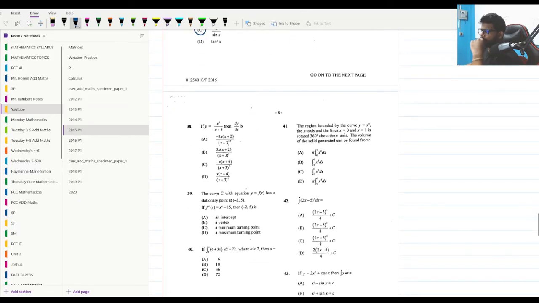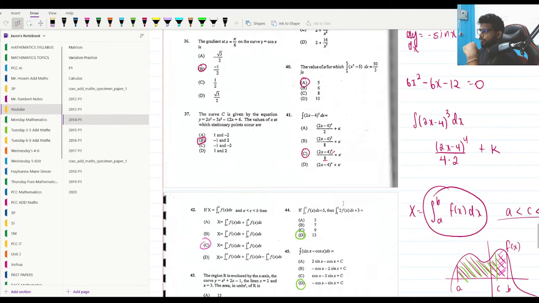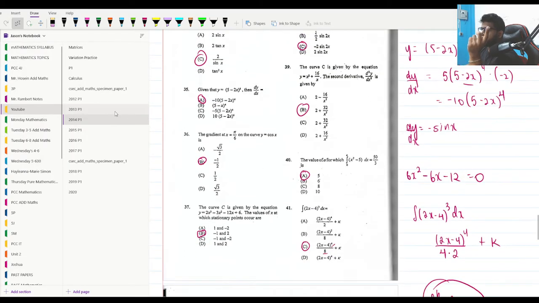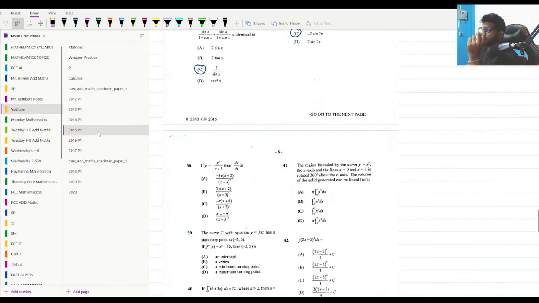Dy dx, this is a repeat. Yes, this is a repeat. If I remember correctly, this is d x squared over x plus 3. If it didn't come here, it came in the previous year. X squared over x plus 3, x into x plus 6 over x plus 3 squared.